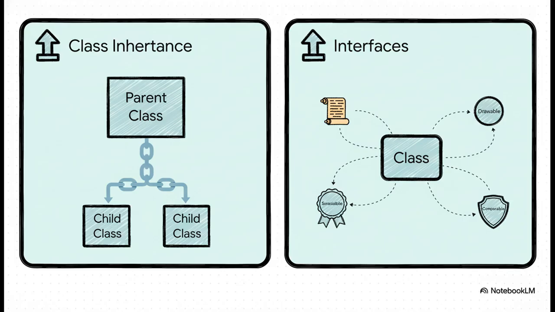And this slide just lays it all out perfectly. On the left, you've got class inheritance. It's kind of like a family tree. You get everything, the good and the bad, from one parent. But look over on the right. Interfaces are more like collecting skill certifications. A class can get certified as drawable, serializable, you name it. It's basically promising that it knows how to do these specific jobs without being locked into a single family line.